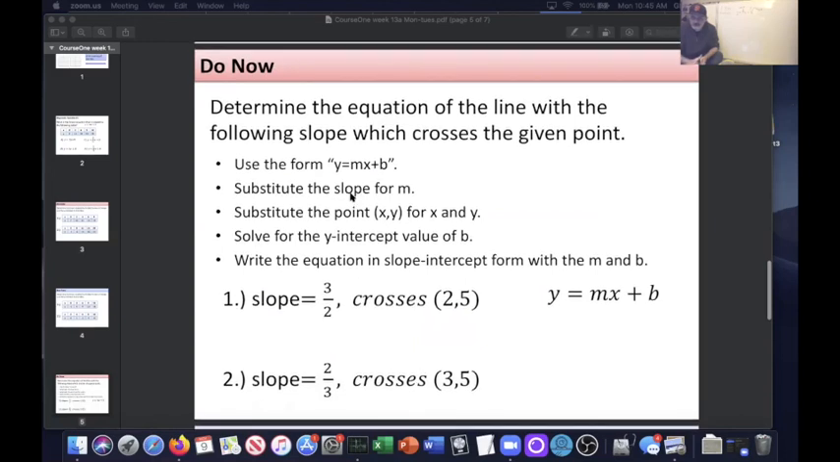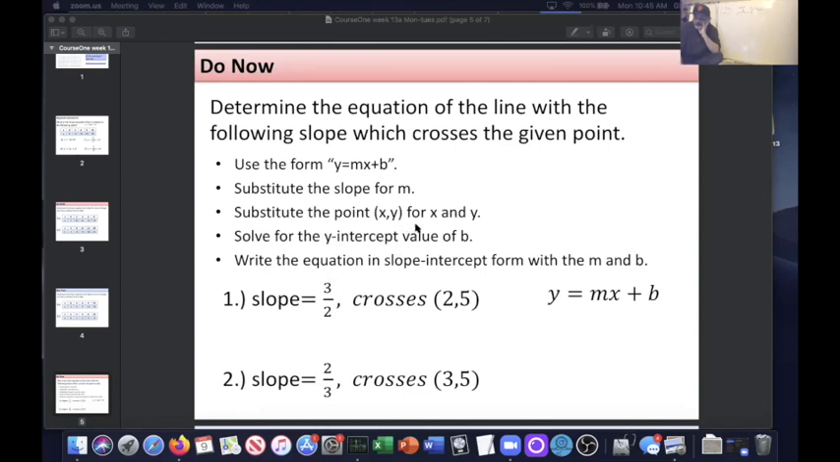Now, if we want to find the equation of the line, and we don't have a graph, and we don't have a table so we can look at the table and find out what the slope and the y-intercept is, then we've got to be a little more mathematical, okay? And so this is a process that we will use.